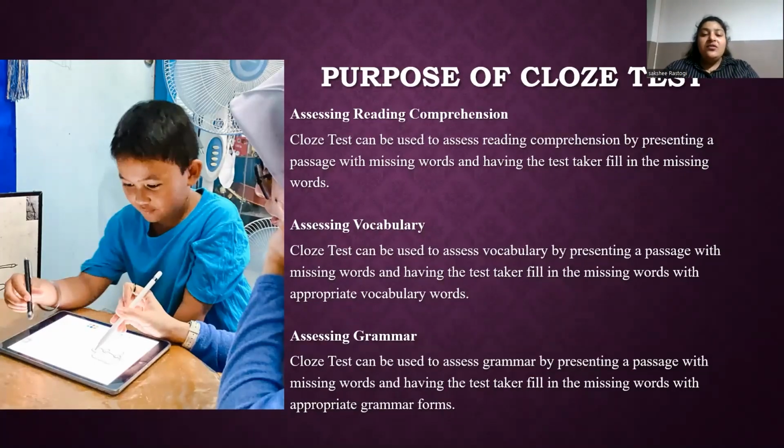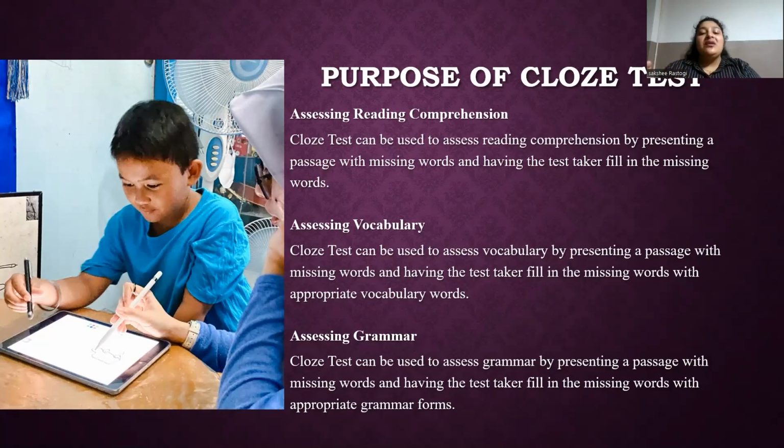Assessing vocabulary. Closed tests are an effective way to assess vocabulary skills as they measure knowledge of word meanings. For example, test takers must choose the correct word to complete the sentences. Evaluate word usage: the test takers must understand how to use words in context. Assess word relationships: test takers must understand synonyms, antonyms, and word associations. It also determines word recognition, which means test takers must recognize words and their meanings. It also evaluates vocabulary in context, which means test takers must understand how words are used in sentences and passages.